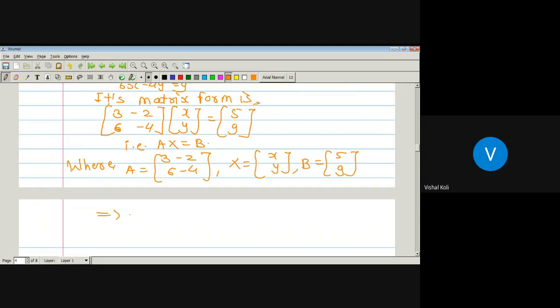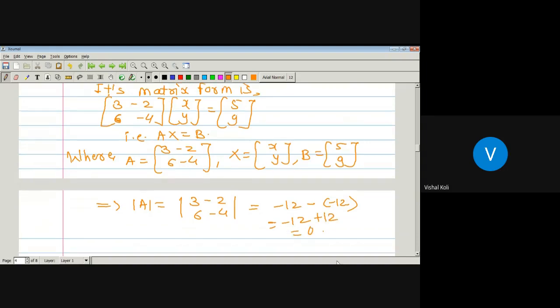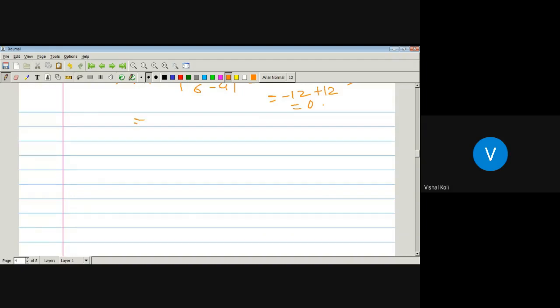Now, determinant of A is equal to 3 minus 2, 6 minus of 4, which is equal to 3 into minus 4, minus 12, minus 6 into minus 2, plus 12, which is equal to 0. As determinant of A is equal to 0, which implies A is a singular matrix. And if it is singular, then there are only two possibilities: either it has no solution or an infinite number of solutions.